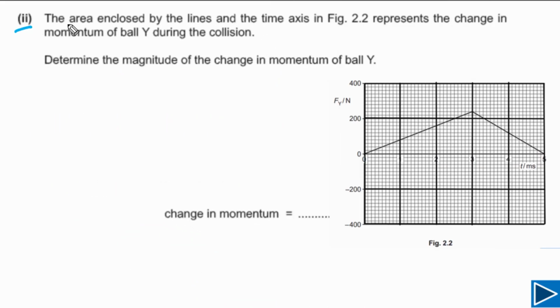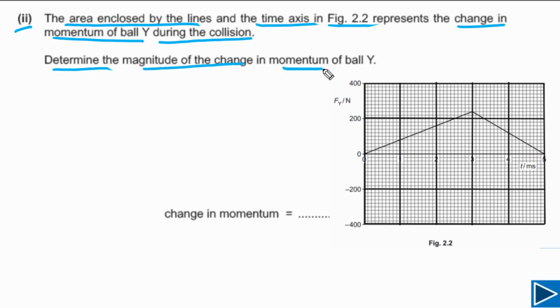For second part, it is given to us that the area enclosed by the lines and the time axis in figure 2.2 represents the change in momentum of ball Y during the collision. We need to determine the magnitude of the change in momentum of ball Y. Now, first thing we need to understand is why this area is equal to change in momentum.